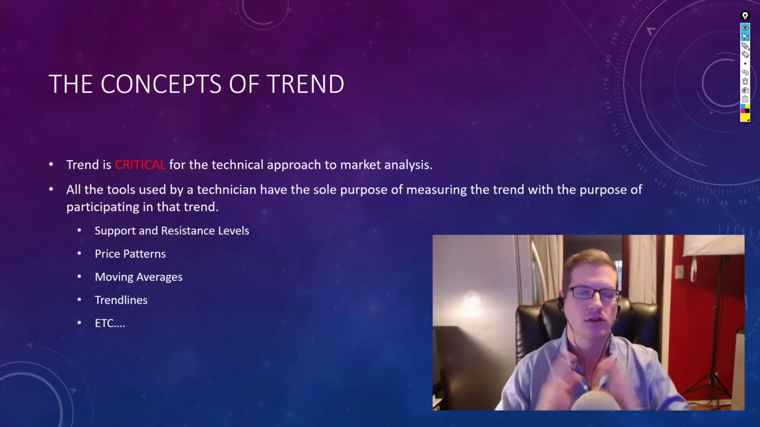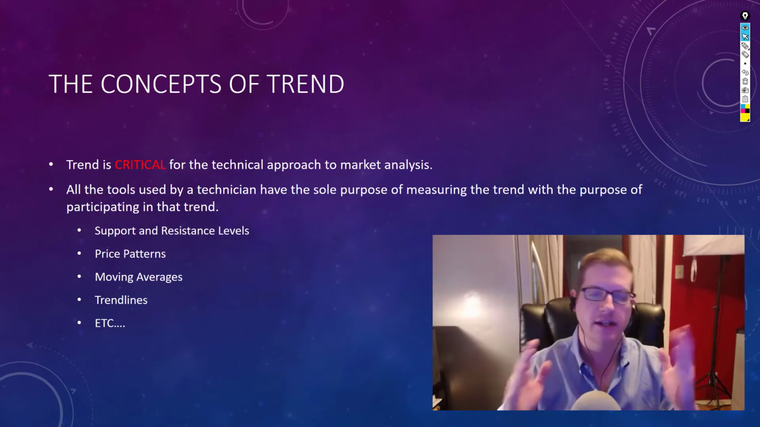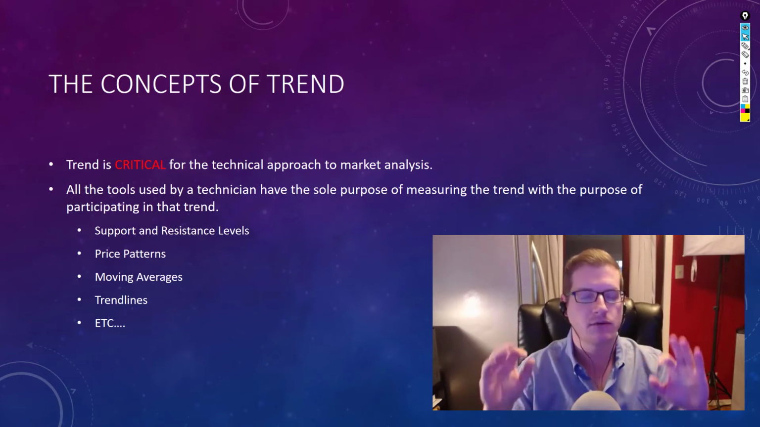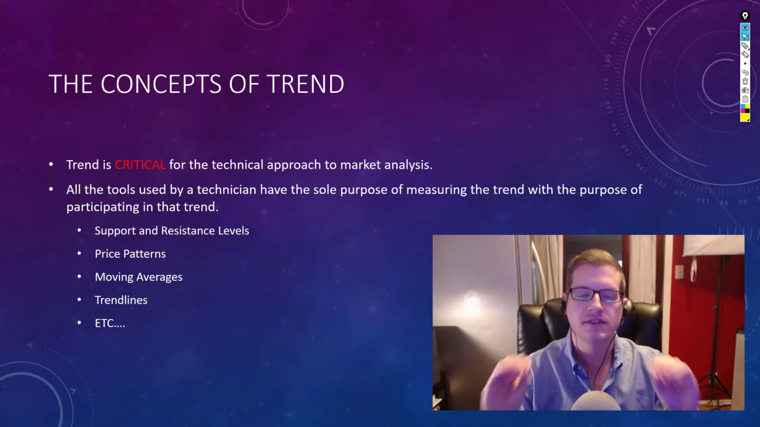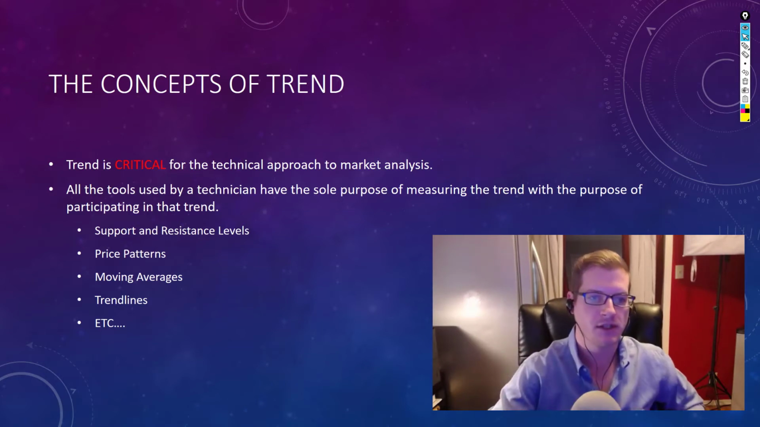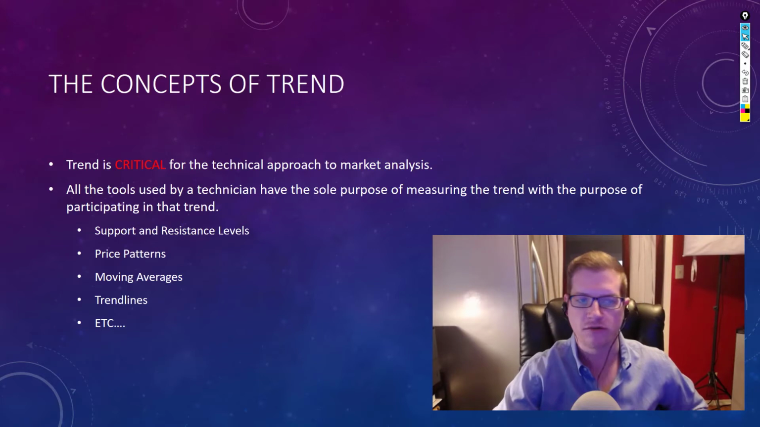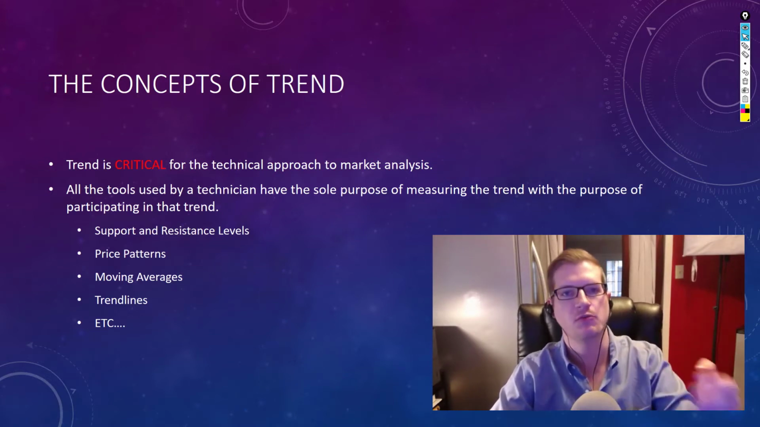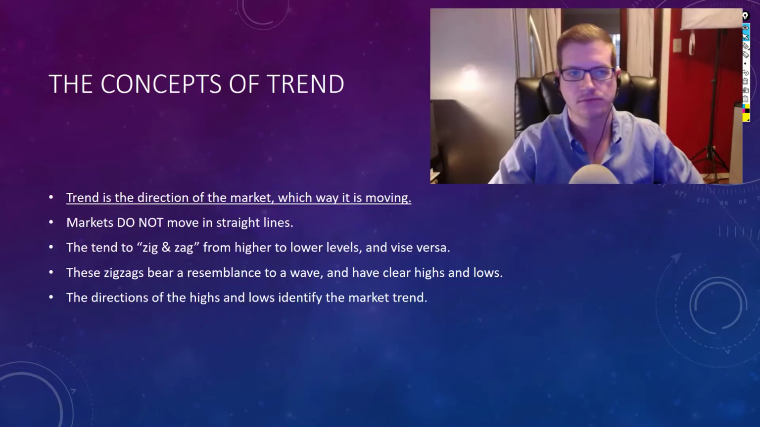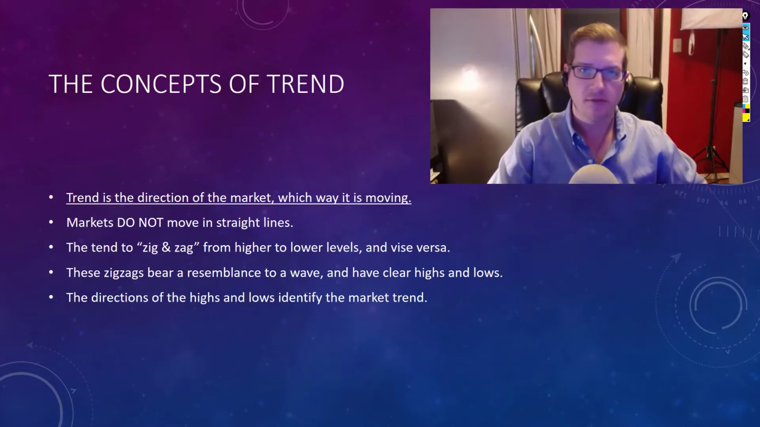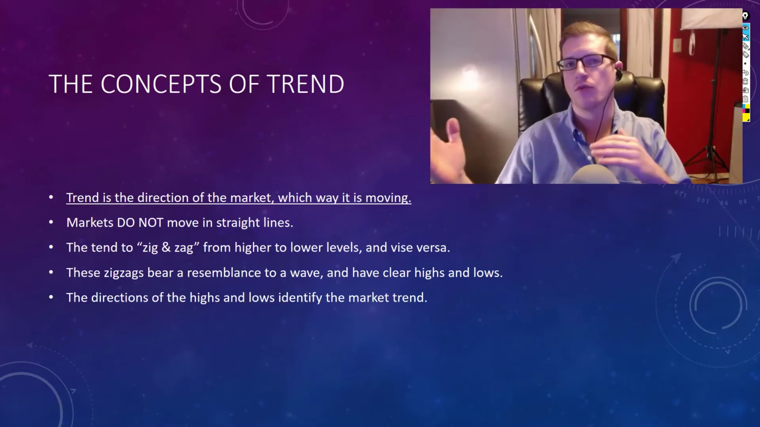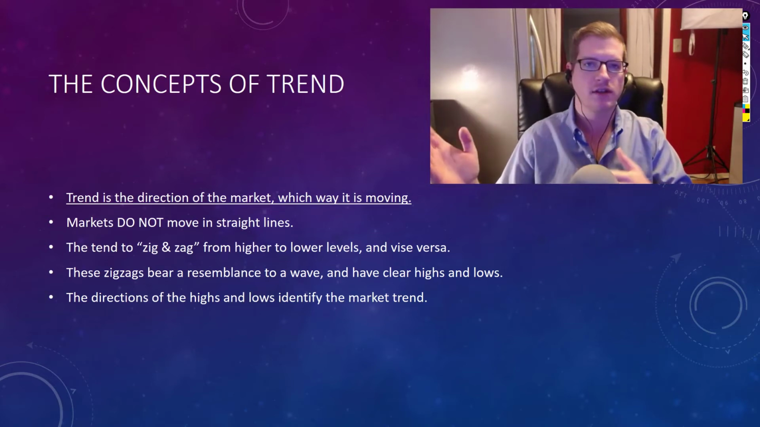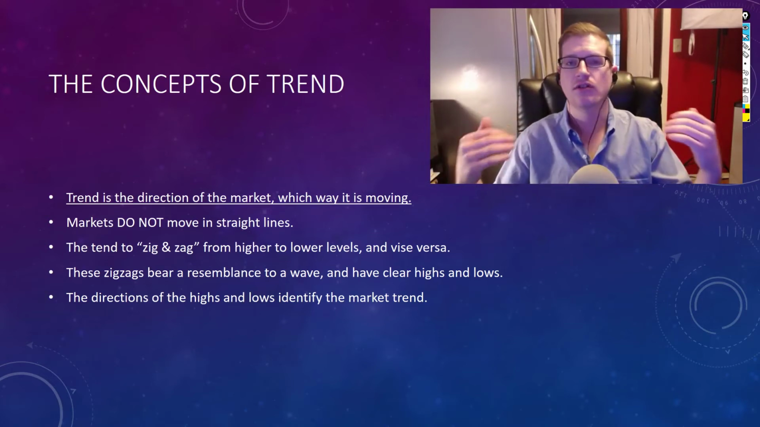So learning about trend, learning how to see and identify trend, is, I would say, the core tenet of technical analysis. As you can see, support and resistance levels, price patterns, moving averages, trend lines, etc., are all used to identify the trend and then participate on that side of the trend. Simply put, trend is the direction of the market. It's which way it's moving, and as we know, they do not move in straight lines.